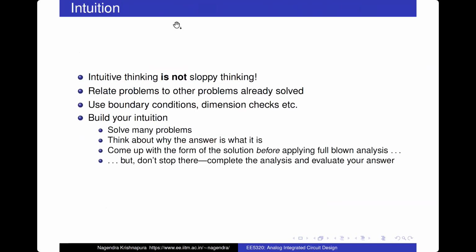Typically, what you do is you either relate it to problems that you've already solved. No two problems are exactly alike, but there may be something similar. And then you use some boundary conditions and dimension checks and so on. And you have to consciously build your intuition also by solving many problems, maybe solving the same problem in many different ways. There may be a time domain way of solving it. There may be a frequency domain way of solving it. I'll try to show some of these things. The point is you try to come up with the form of the solution before applying full-blown analysis. But then you complete the analysis and see, because your intuition also could be wrong. You have to see why that's wrong.